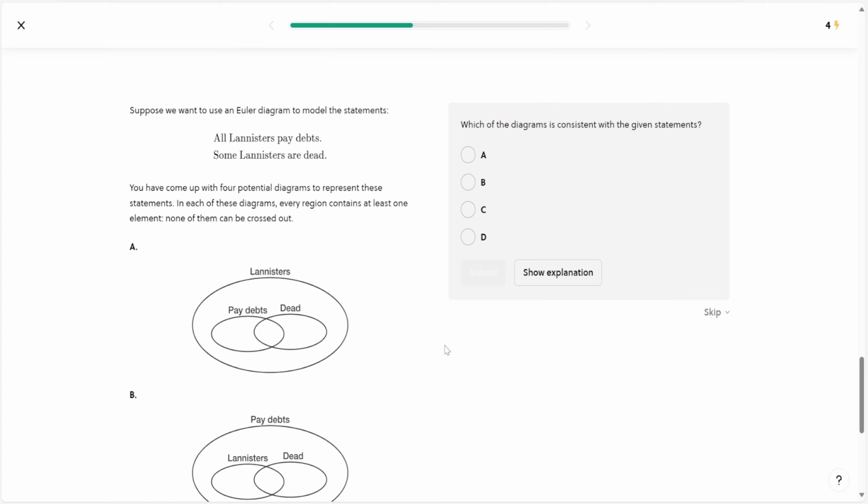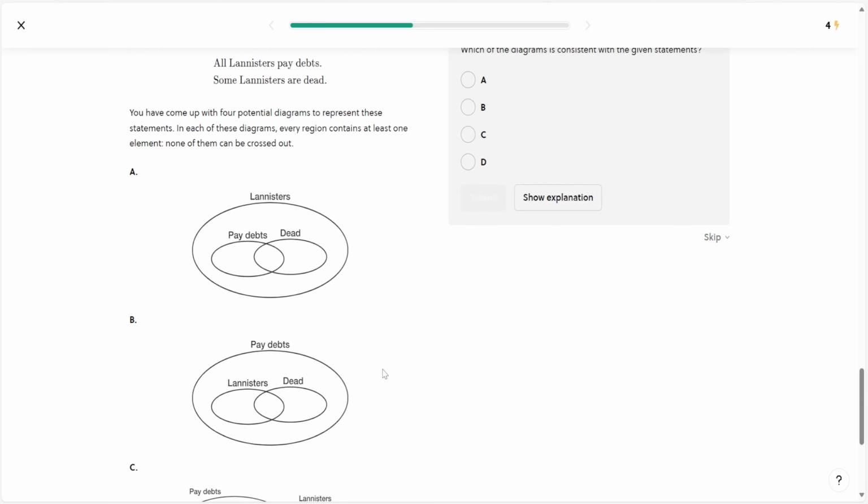Suppose we want to use a Euler diagram to model the statements. All Lannisters, hey, Game of Thrones. All Lannisters pay debts. Some Lannisters are dead. I think all of them are. Sorry. Spoiler alert. You have come up with 4 potential diagrams to represent these statements. In each of these diagrams, every region contains at least one element. None of them can be crossed out.